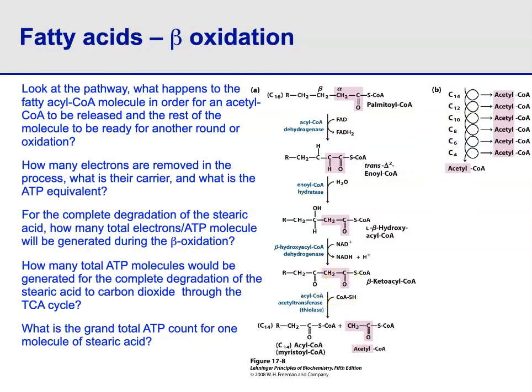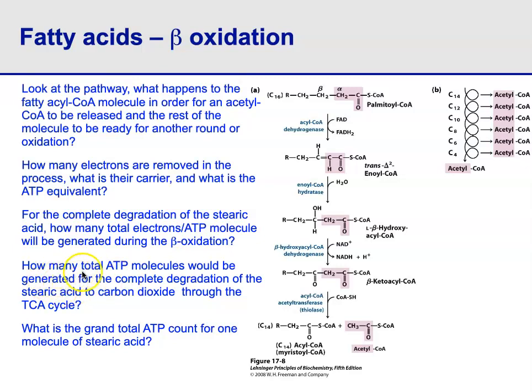Per cycle. So for the complete degradation of the stearic acid, how many total electrons or ATP molecules will be generated during the beta oxidation of the entire molecule? So if you remember, stearic acid requires 8 repeats, each generating 4 electrons or 4 ATP molecules. So 8 times 4, 32 electrons, 32 ATPs.